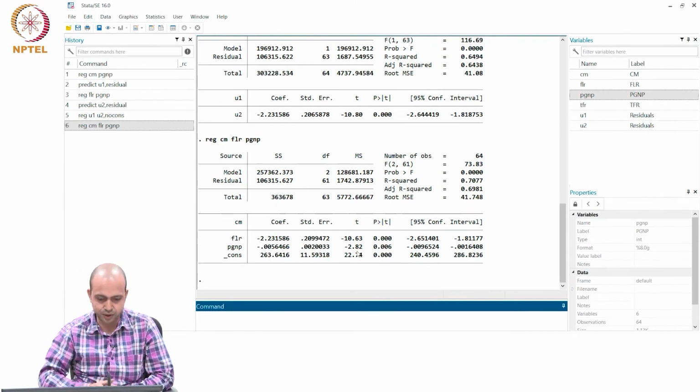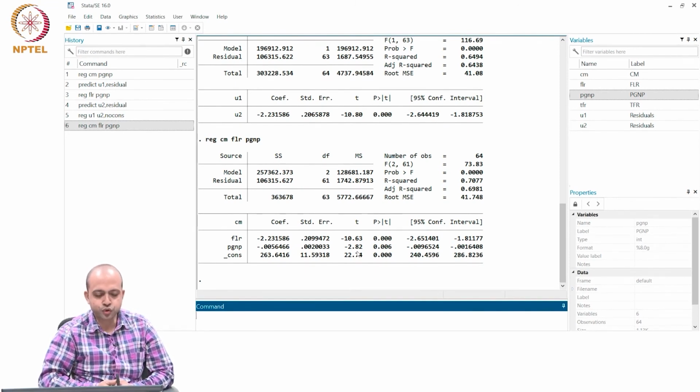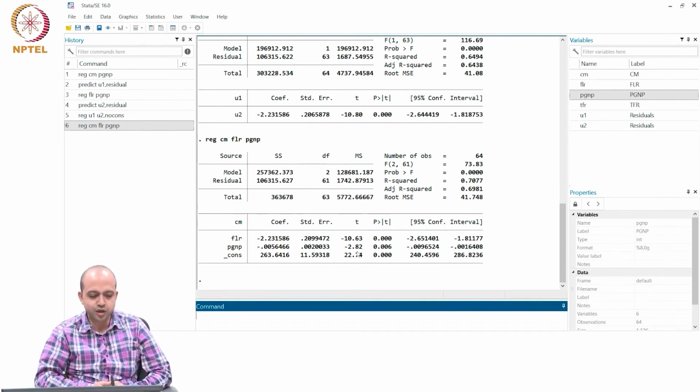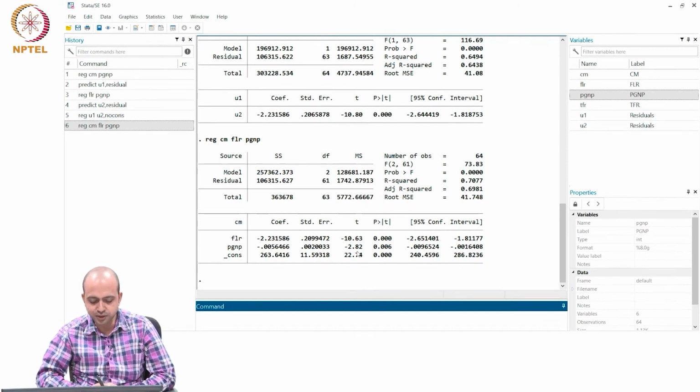Now, what about this ANOVA table? From this ANOVA table, again, as we said, this particular table is called ANOVA, analysis of variance. So, STATA is again supplying model sum of square, residual sum of square and total sum of square. So the total sum of square is this 3,63,678, that is called total sum of square or TSS. TSS equals 3,63,678, that is summation yi minus y bar whole square.